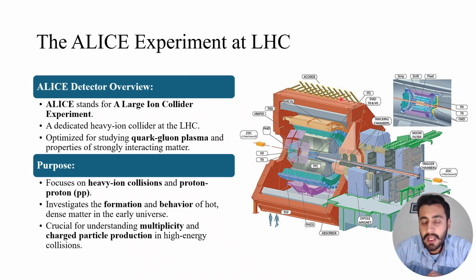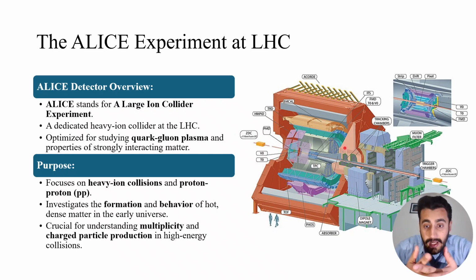Here you can see the construction of the ALICE experiment, which is located at the LHC, the Large Hadron Collider, and the main purpose of ALICE is heavy ion collisions. Sometimes we can also use it for proton-proton collisions, PP collisions. ALICE is also used to investigate the formation and behavior of hot dense matter in the early universe, and you know the Big Bang, how our universe came into being.